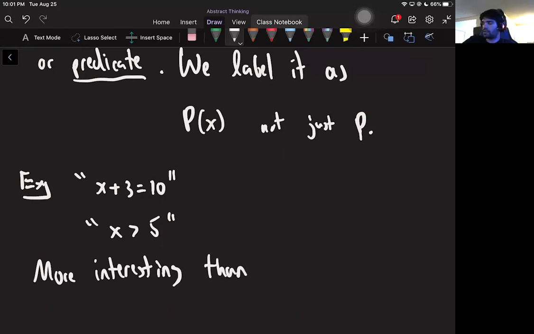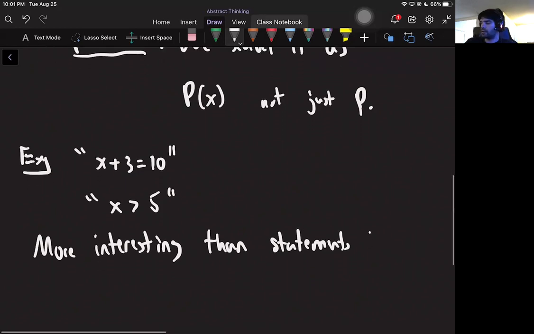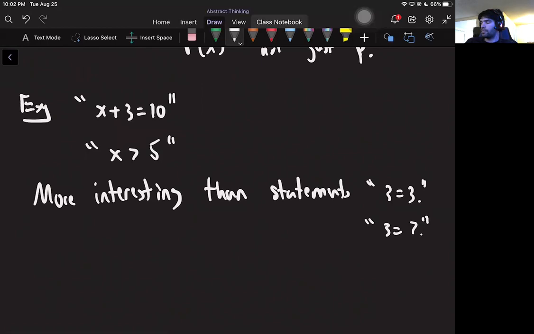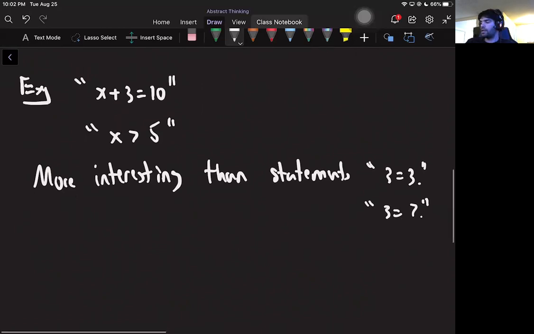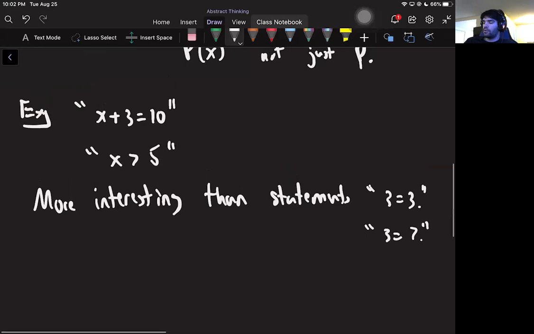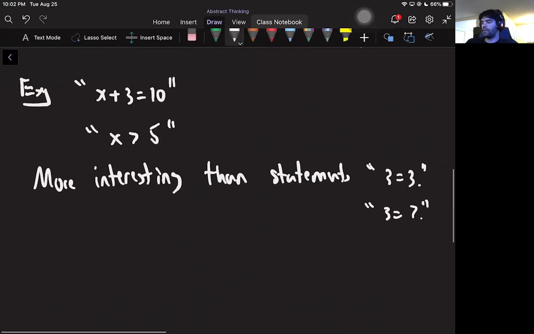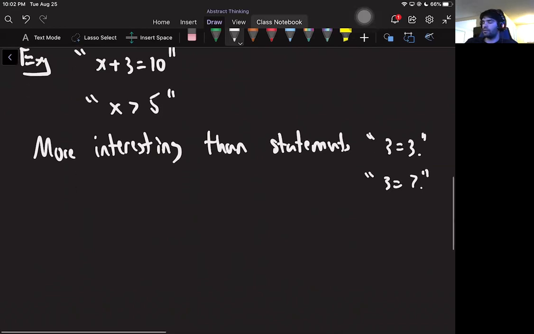And that's because they are more interesting than statements in math. Statements that you put inside of if-thens are very boring, because then you can only say stuff like 3 equals 3. Okay, that's a true statement. 3 equals 7. Okay, that's a false statement. Very boring. You can't really do much if you combine statements like these into if-thens. But when you put open sentences into if-thens, that's when you get more interesting conditional statements. And those are exactly what we have been studying.